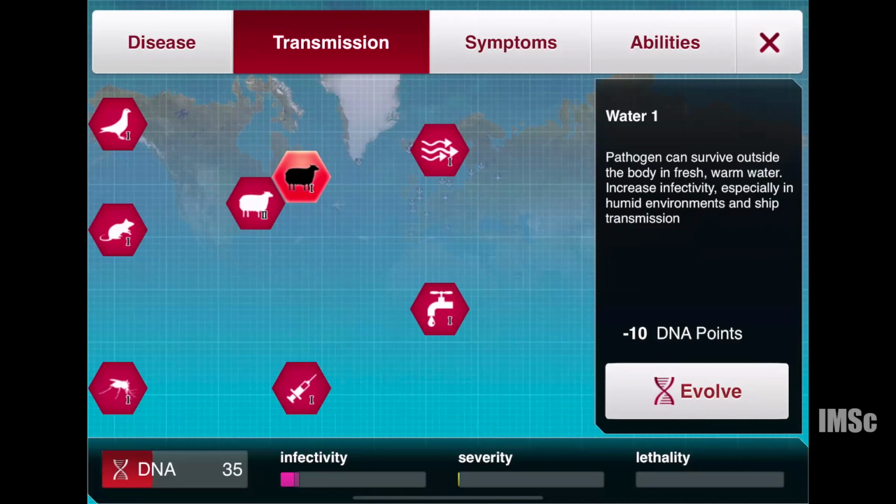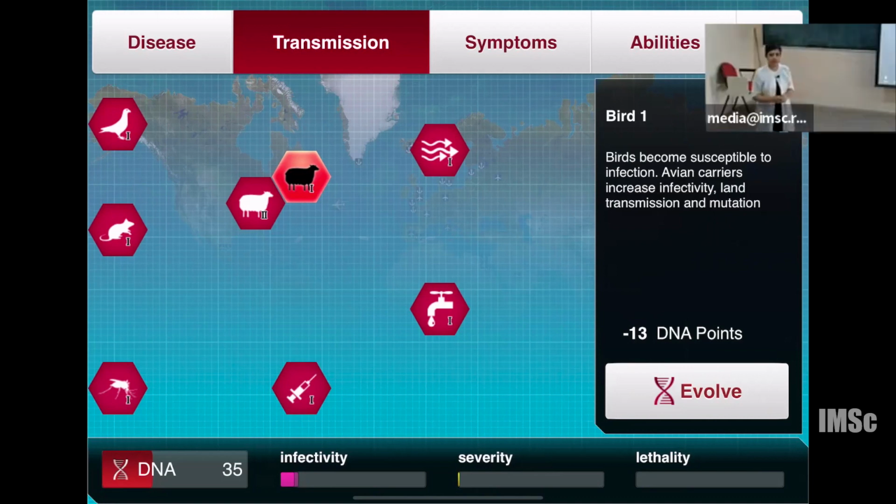Then I think there's a bloodborne transmission. That syringe is like person to person and blood type of contact. And insects, vector-borne, like rats, and I think avian. So each of them have traits. Not all of them are scientifically consistent. It's a game. But what do you think we should do?